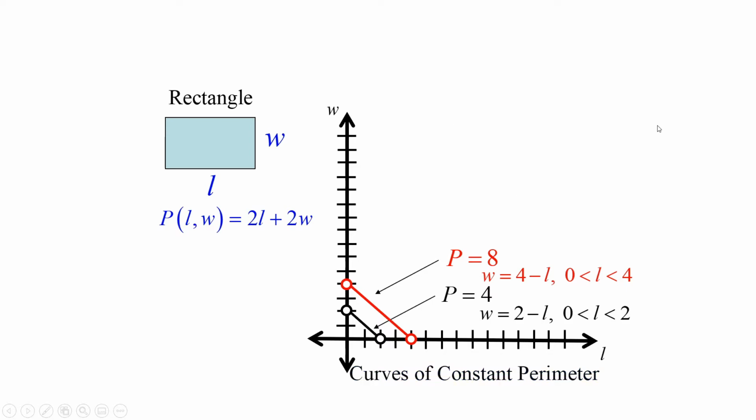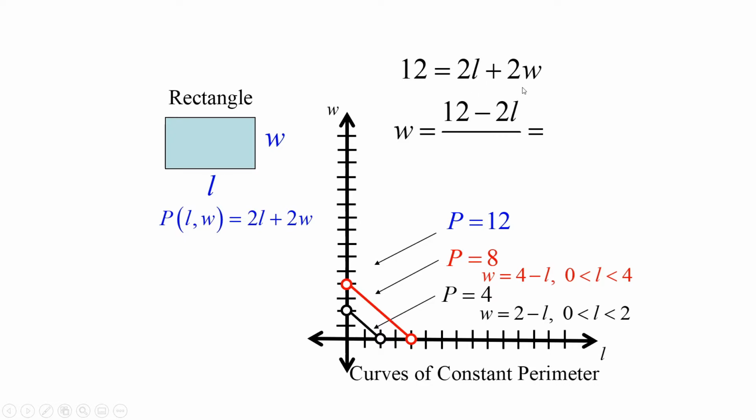So perimeter is, well, let's see. I'm into patterns. So 4, 8. I bet you they're going to say P equals 12. Look at that. So now 12 equals 2L plus 2W. So solve for W. W equals 12 minus the 2L, divided by that 2, which we would write as 12 divided by 2, 6, and then negative 2L divided by 2, minus L.